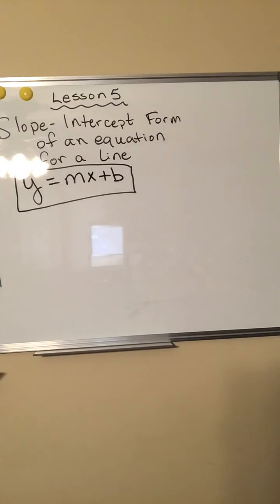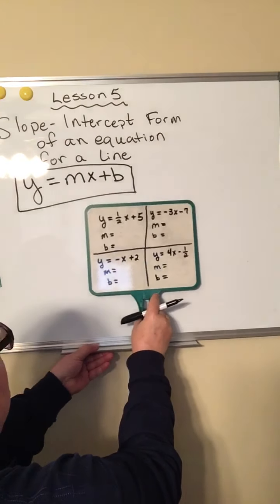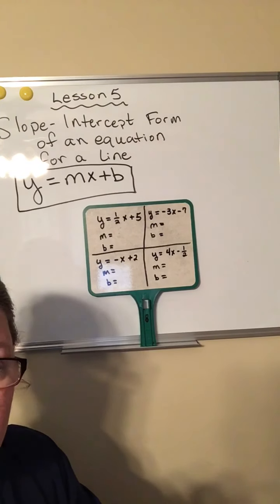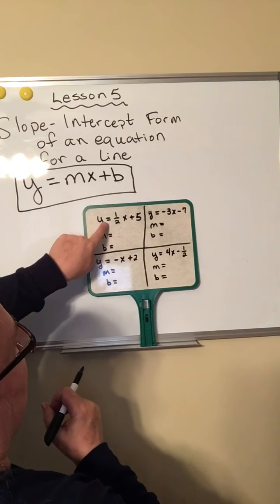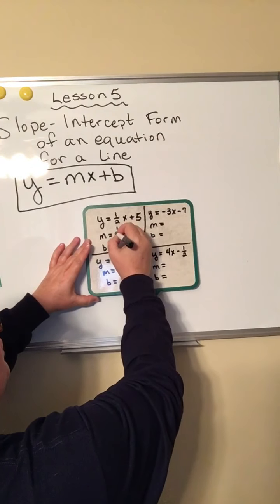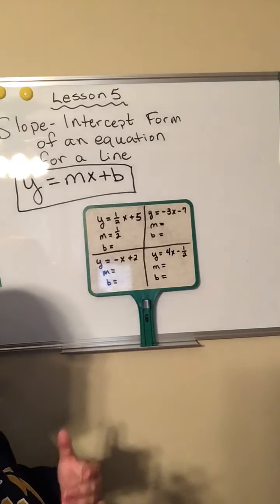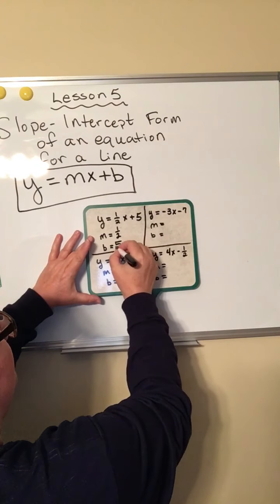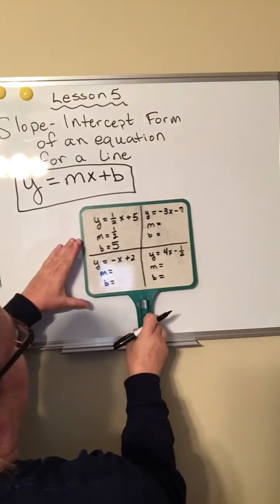Okay, so if that's true, we're going to take a look at some equations, and we're going to find the slope and the y-intercept in each one. Well, if m is the slope, then in this particular equation, the slope is 1/2. In this equation, the b is 5, so the y-intercept for this line would be 5. Pretty simple? Okay, let's see if we can find it in the next one.